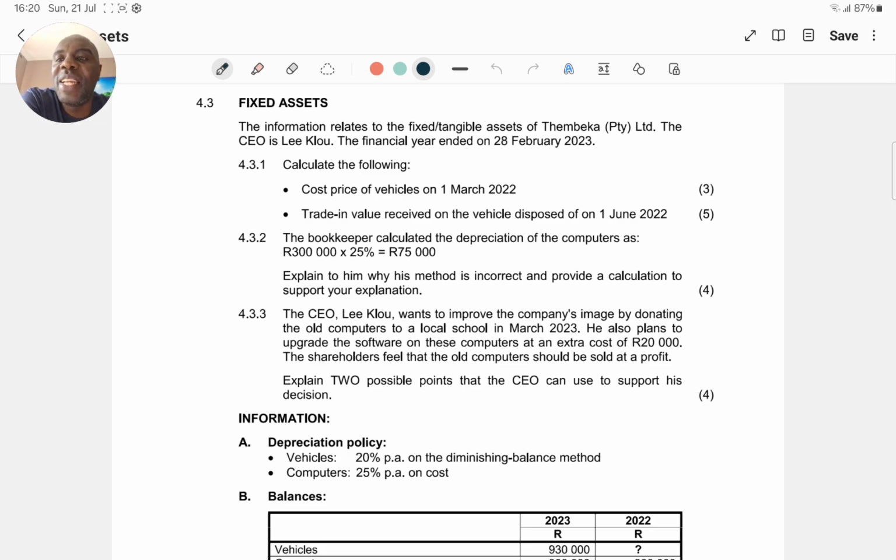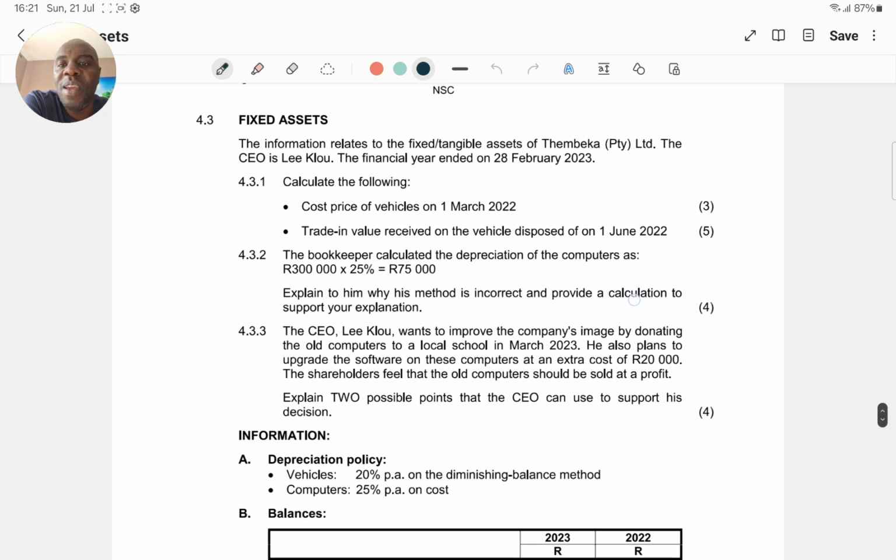Today we are going to be looking at grade 11 and 12 accounting fixed assets or tangible assets. By the end of this lesson, you should be able to calculate depreciation using the straight line method and the reducing balance method, the preparation of the disposal account, and the application of the 1 rand rule. Let's look into this question.